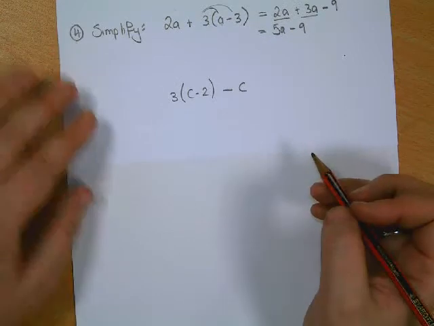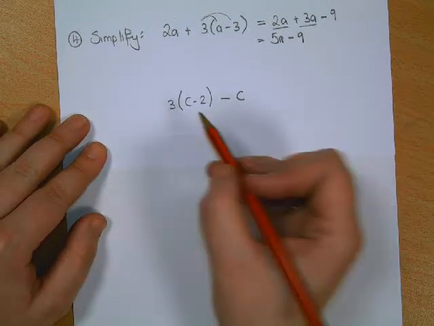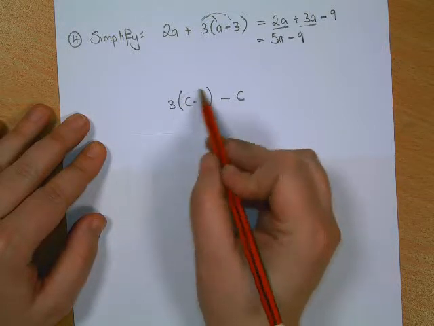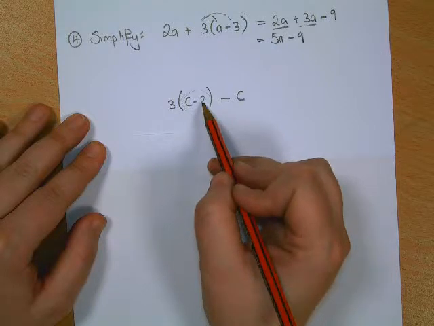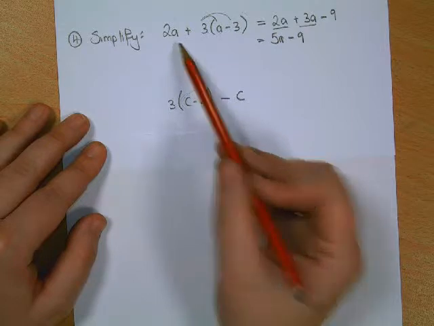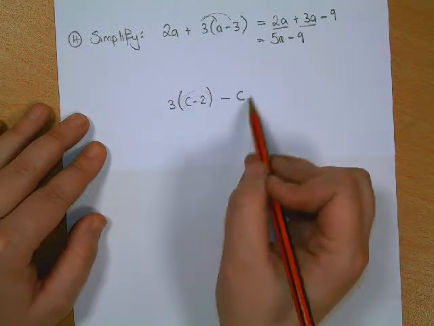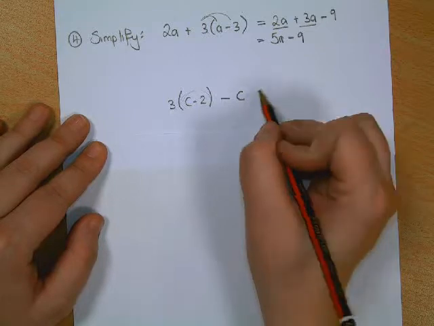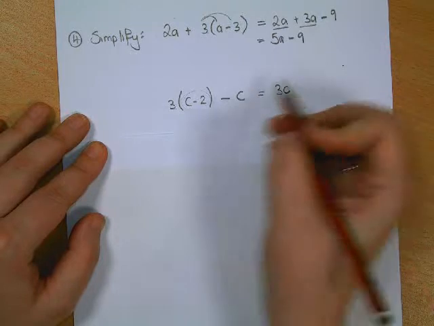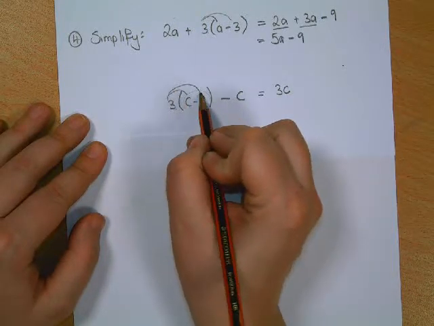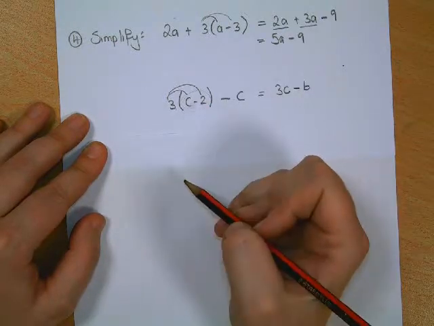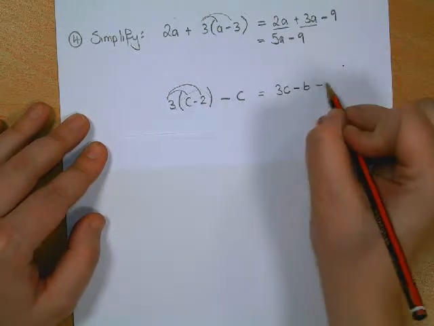Here's another one. If we've got 3 bracket c minus 2 take away c, the only thing that the bits inside the bracket are being multiplied by is the 3 at the beginning. This minus c is quite similar to the 2a in the last example. It's kind of just a little add-on for the first stage. So to simplify, we need to multiply the 3 by the c, and we'll get 3c. Then we'll have to multiply 3 by minus 2, and that'll give us minus 6, because it's a positive times a negative. And then the minus c can just get added on the end there.